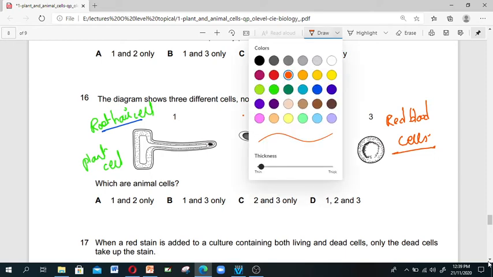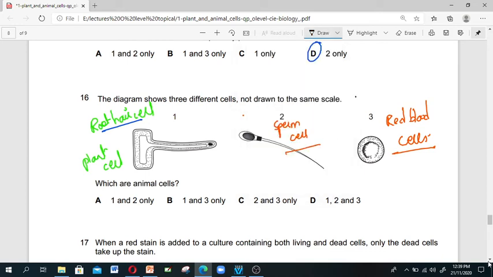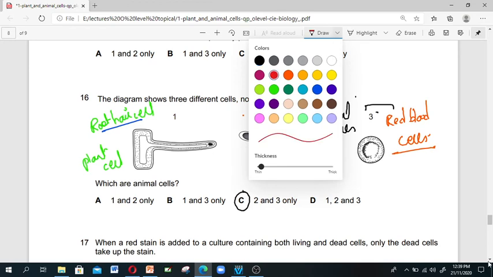Both are the type of animal cells. So option number 2, 3, option C is the right option. Okay.